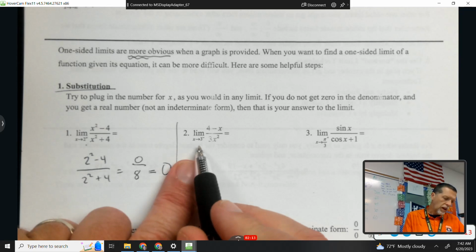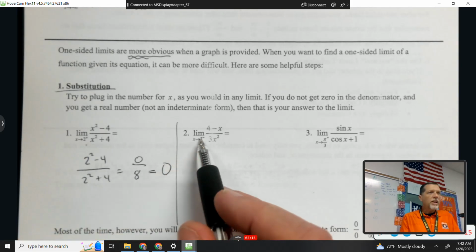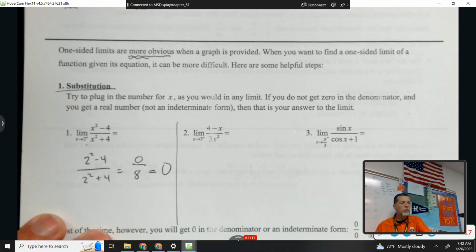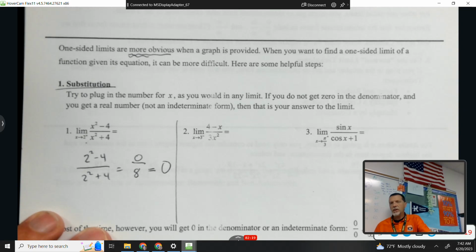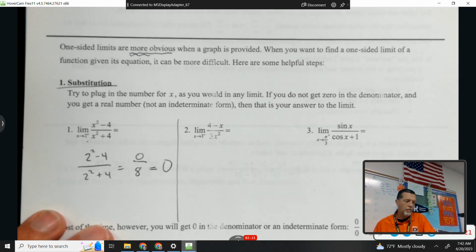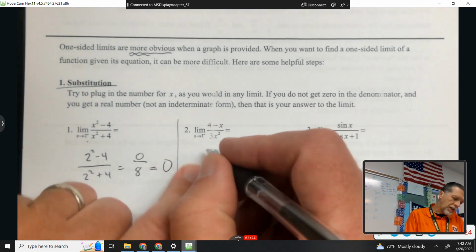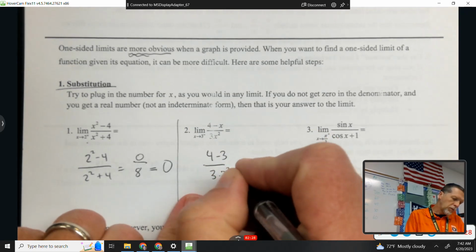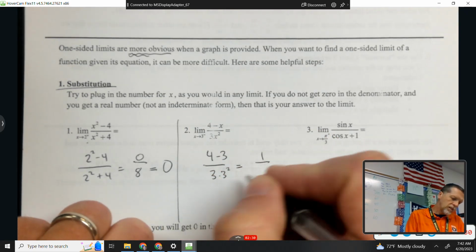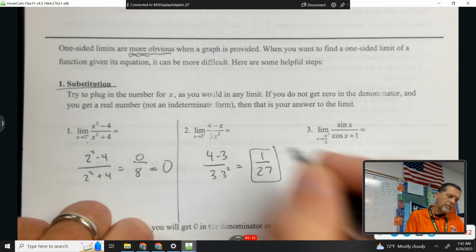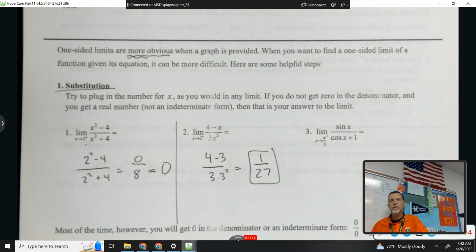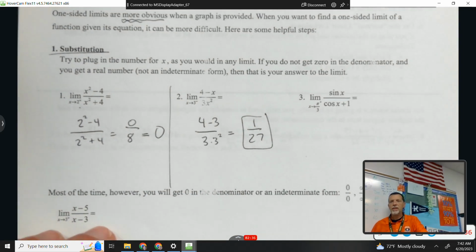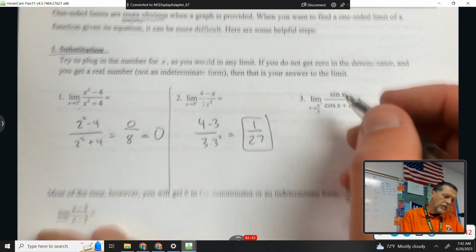Number 2. As x approaches 3 from the left, but on our first go, we don't care about from the left. We only care about from the left if things mess up. So let's just plug in 3. 4 minus 3 over 3 times 3 squared. 1 over 27. Perfectly fine answer. Again, for all limits, even the weird one-sided ones, substitution is your first attempt.